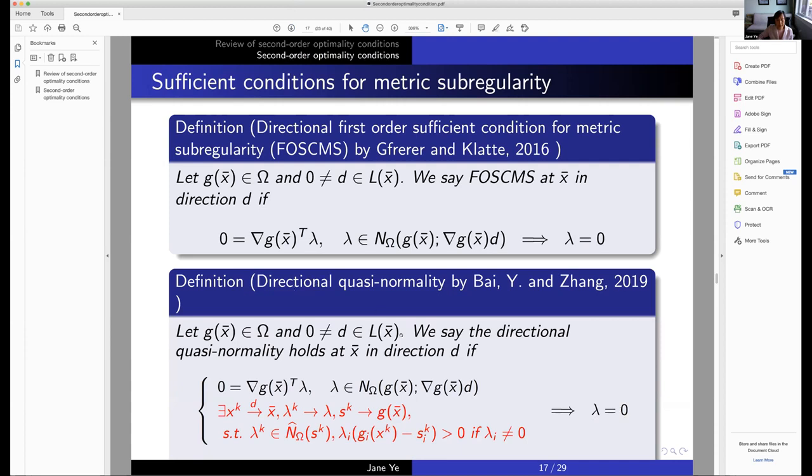And then there is also a sufficient condition called directional quasi-normality, which adds a sequential condition on this condition. So it is even weaker.